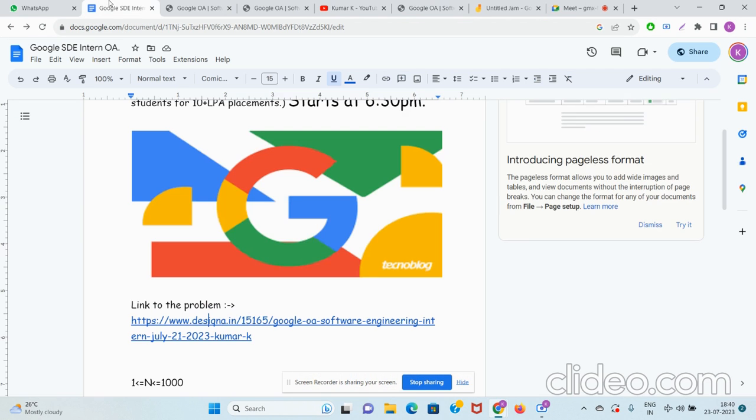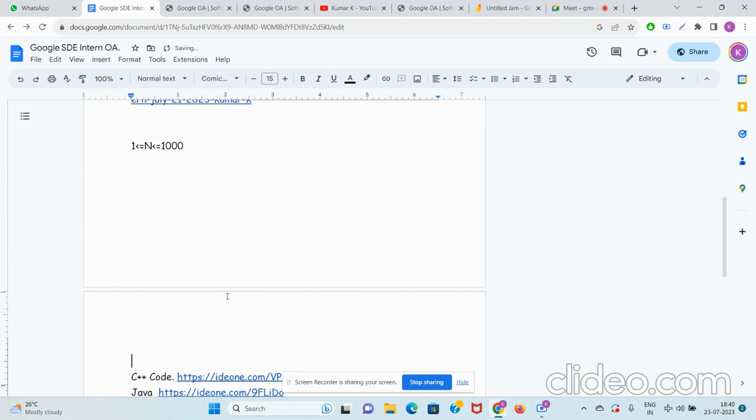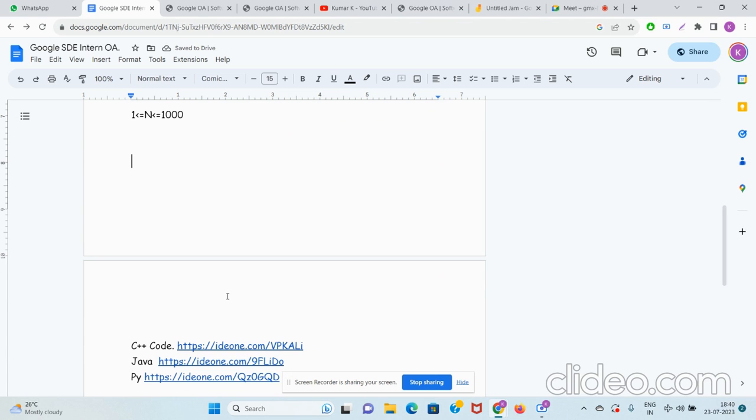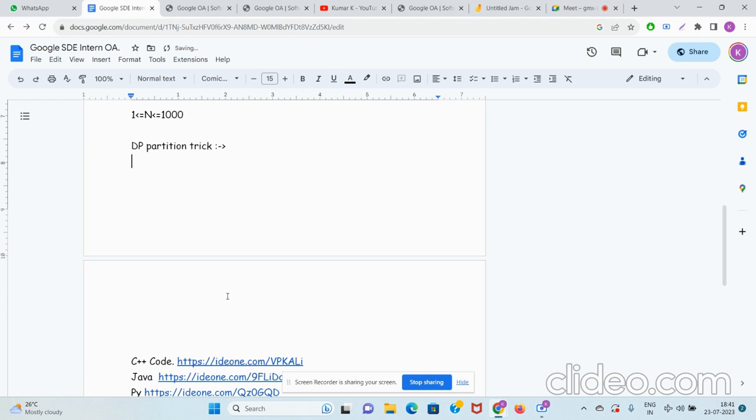So guys, what did I teach in the Cisco Ideathon OA? I taught a DP partition trick, right? The name of the trick was DP partition trick. And I told everyone to watch the recording in case they don't know. So what do we do in the DP partition trick? We make a large DP array of size n, an empty DP array of size n.